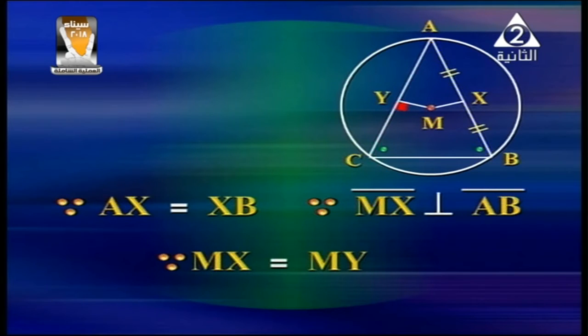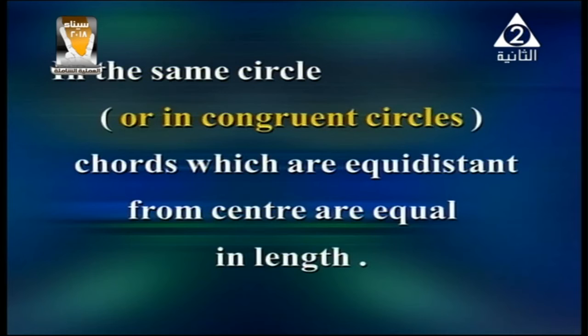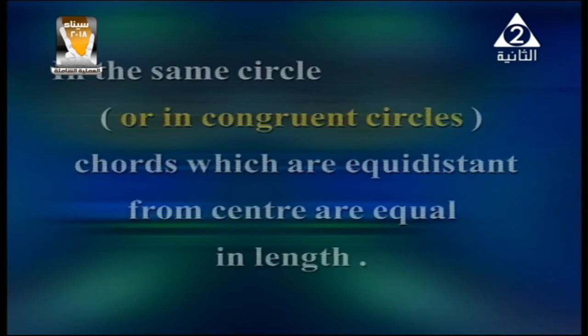What about the converse of this theorem? You know that the theorem says that chords which are equal in length are equidistant from the center. The converse says in the same circle or in congruent circles, chords which are equidistant from the center are equal in length. The converse of the theorem. The chords which are equidistant from the center will be equal in length. Then let us have some examples.